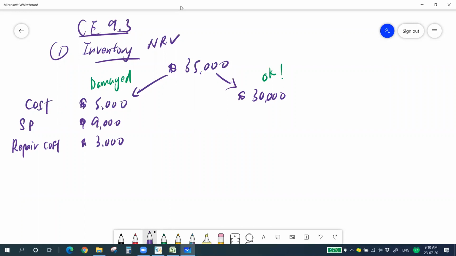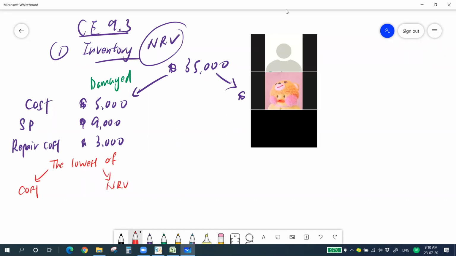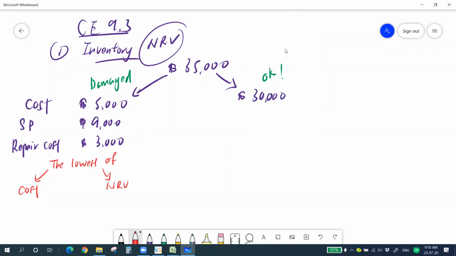And what are the things that the examiner wants to test you? NRV. So we start from this one. Cost, we know under the NRV concept, right? We need to recognize the lowest of cost or NRV as the value of the inventory, am I right? We need to calculate the lowest of cost and NRV as the value of your inventory. So we know the cost is 5,000.